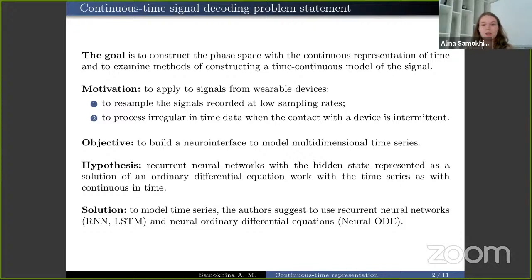We want to build a neural interface to model multidimensional time series. We suppose that if we can use recurrent neural networks, whose hidden state can be represented as a solution of an ordinary differential equation, then we can work with the time series as continuous in time. We can obtain the time continuous representation of the signal, and we'll do that while we are building a neural interface. To model time series, we will use recurrent neural networks and neural ordinary differential equations.